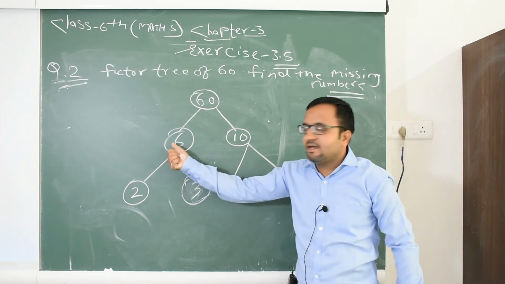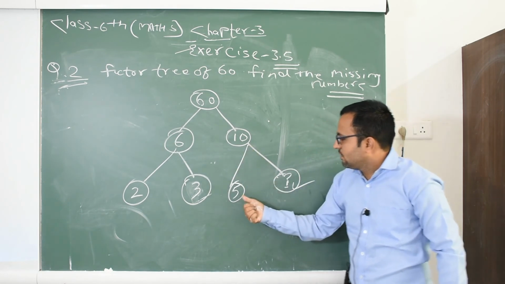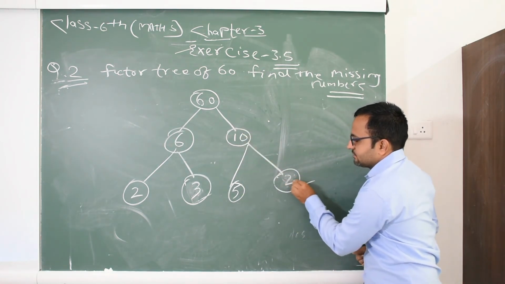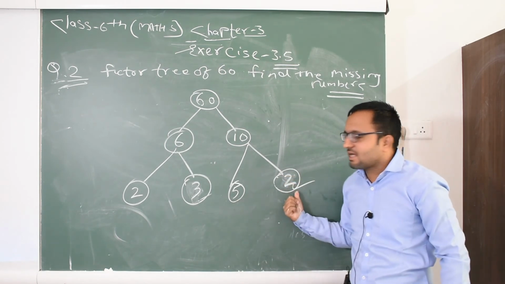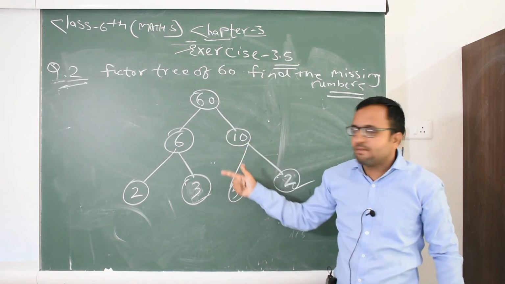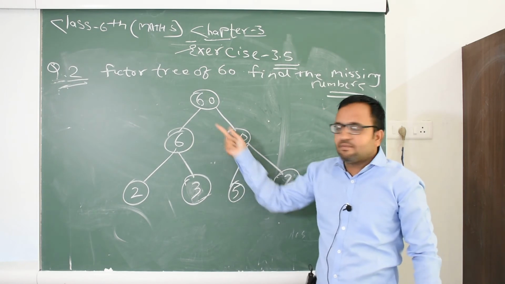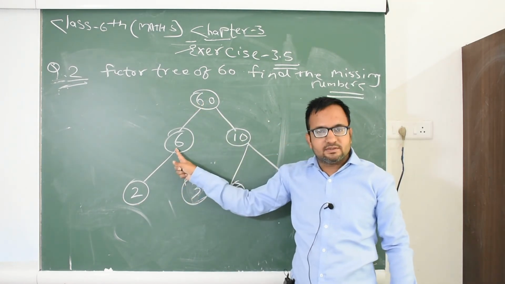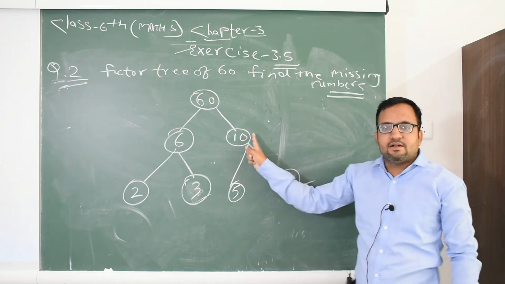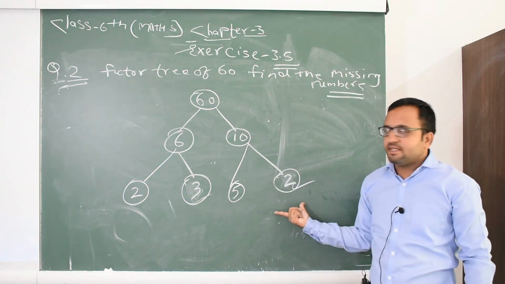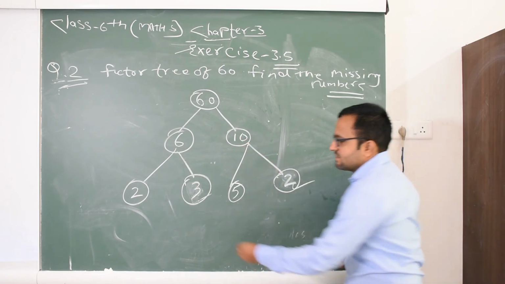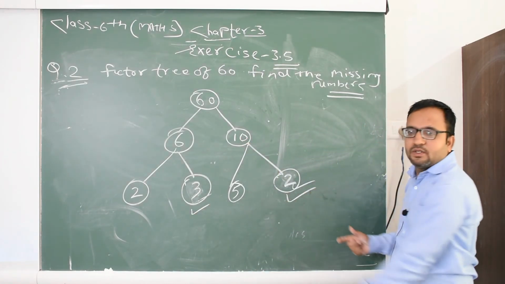And here, 5 twos are 10. Once again I repeat: 6 tens are 60, 2 threes are 6, 5 twos are 10. So now this factor tree is completed. This is your answer: here 3 and here 2.